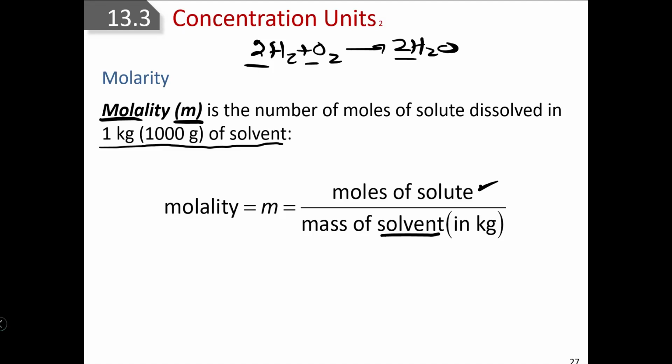You go, when would I ever use this? Well, metallurgy uses it because it's temperature independent. Notice there's no volume here, so it is temperature independent. And the other thing is that, let's say you've got ice on the road, and you want to know approximately how much salt you need to put on the road for the ice to melt. That's a molality equation, right?